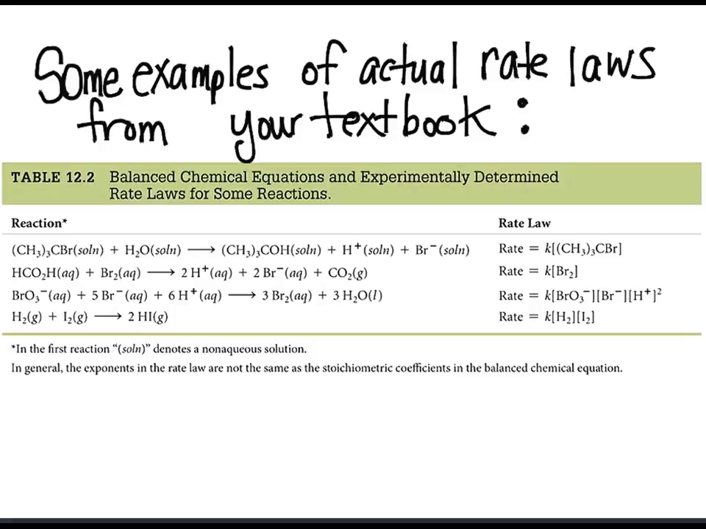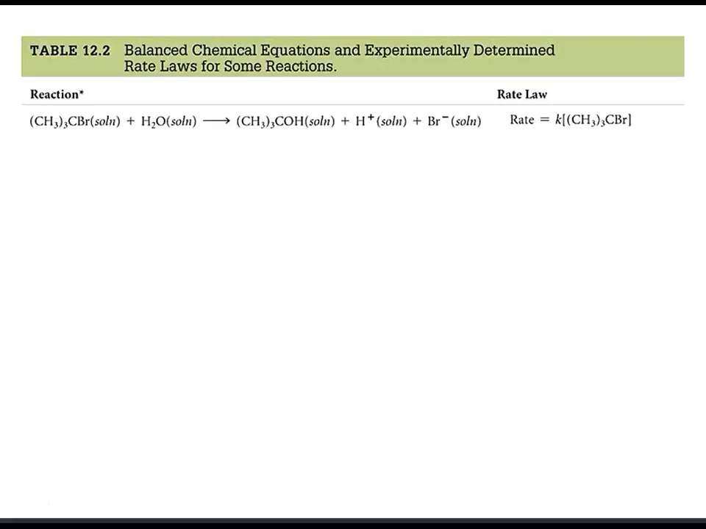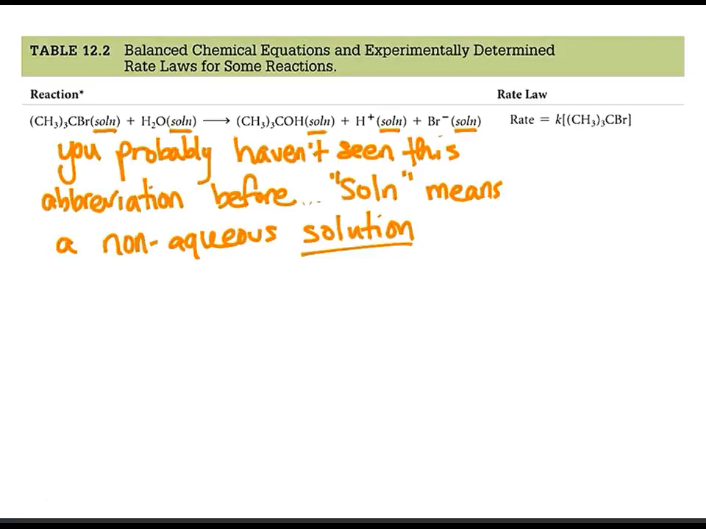Now these are some examples from your book of actual rate laws that have been measured, determined experimentally. So we're going to talk about each one of these just to make sure it's very clear. Start with the first one. This is an unusual designation. SOLN is one that you don't see a whole lot. It's kind of like aqueous. It's in solution, but it's when the solvent is not water. That's just a little sidebar.